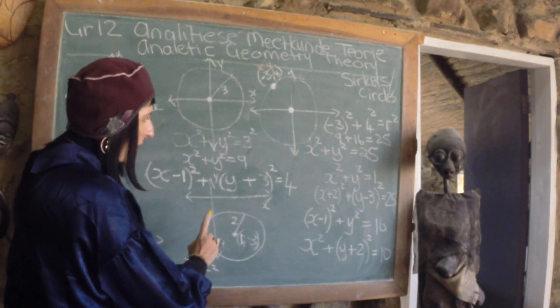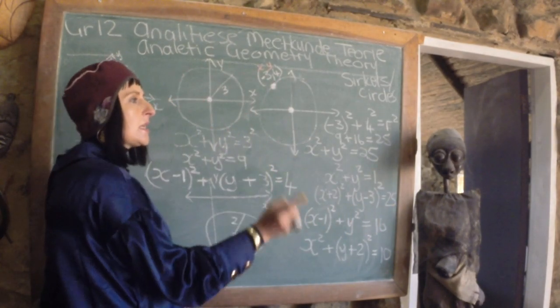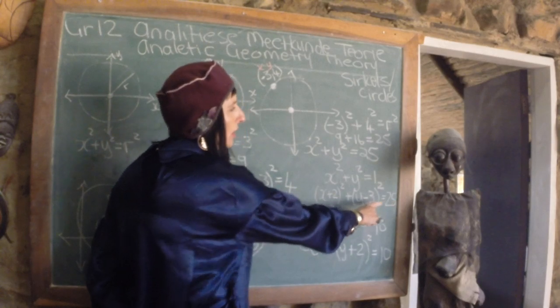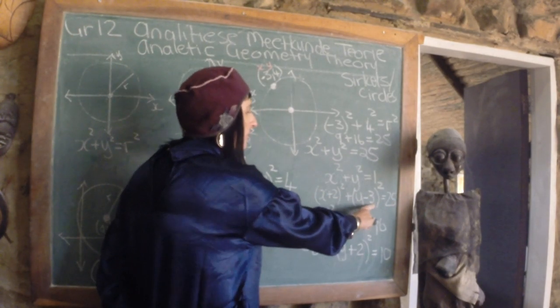Okay, let's go to the next one. The midpoint of this one, immediately we can see this guy is not situated with the midpoint in the origin because there's a value A and a value B.